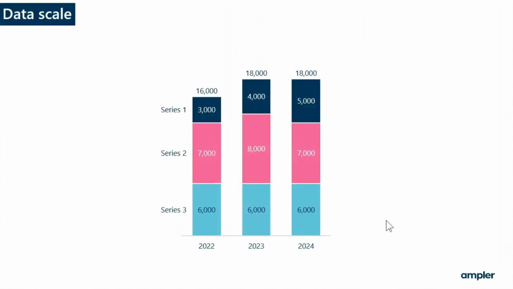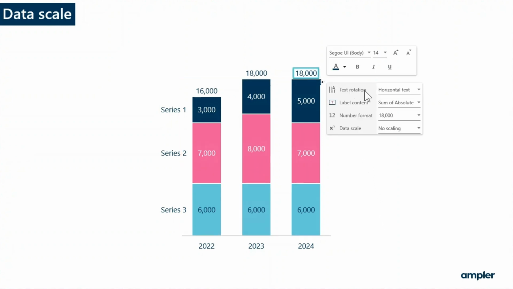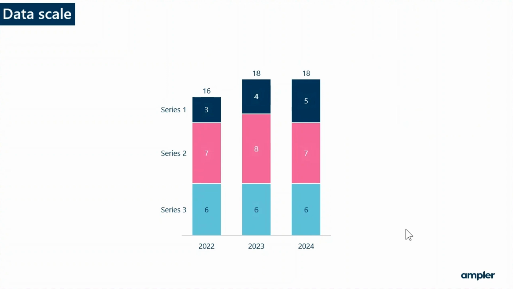When working with large numbers with more than 3 digits, charts might become cluttered. Use data scaling to scale the numbers shown in the labels without having to update the data in your datasheet. The Data Scale drop-down menu provides different options. Simply select the desired option and all labels will automatically update.